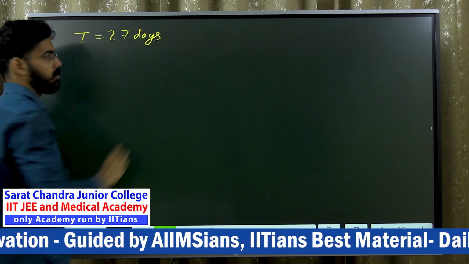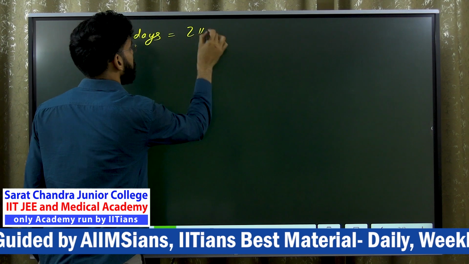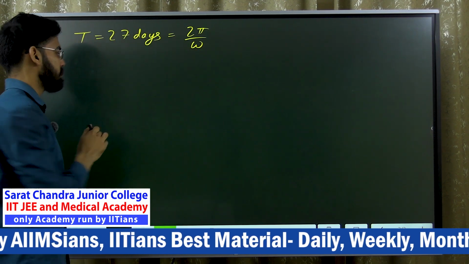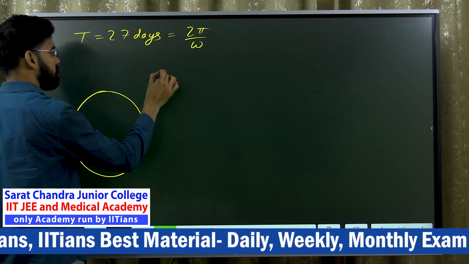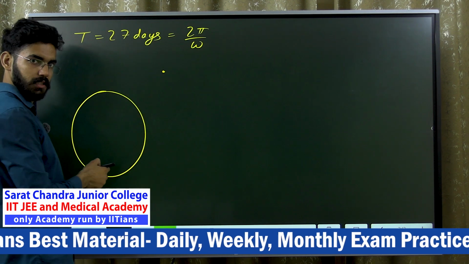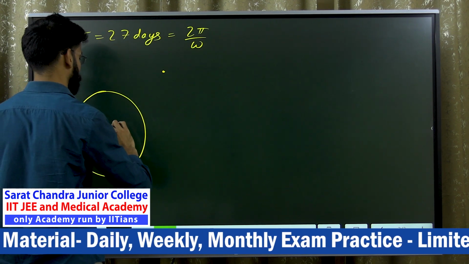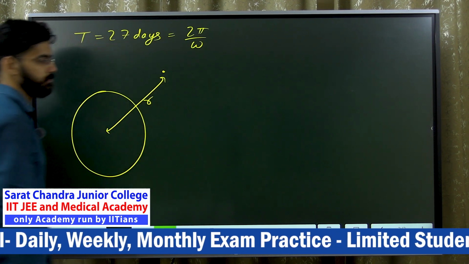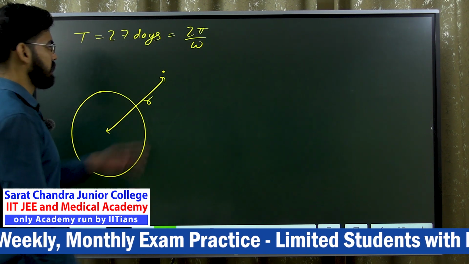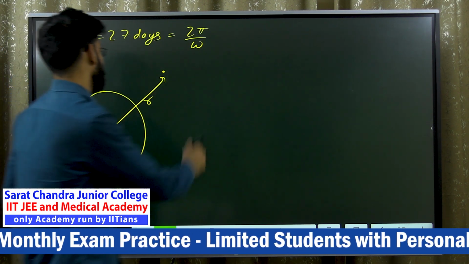Okay. So time period is what? 2 pi by omega. Okay. Let's say this is the earth and this is the moon. There is a certain distance, right? Let's name it r, small r. So I can write down gravitational pull is equal to m r omega square, right? That I can write down.